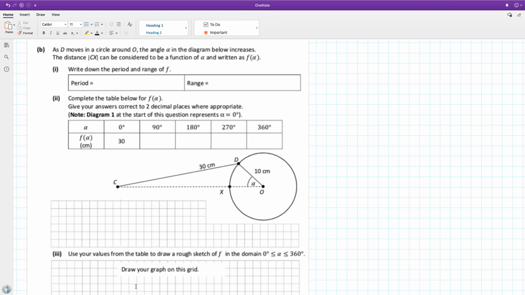Now, there's another one we should know straight away as well. Which one do you reckon we should know straight away without doing any formulas? 180. Why 180? When I move the thingy over here, it's going to be 180.